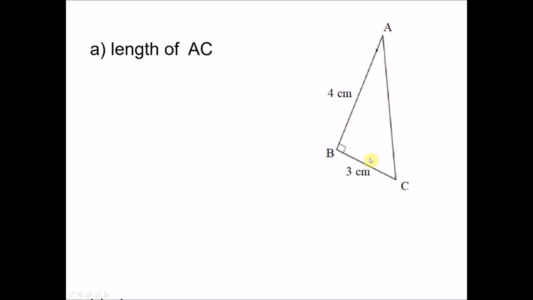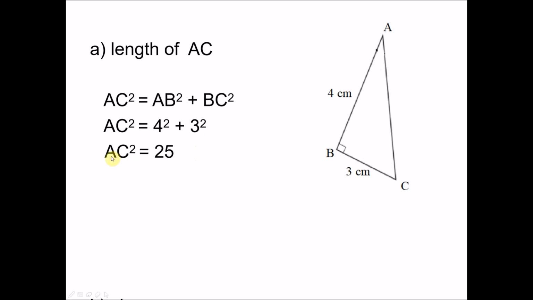Since this is a right angle triangle, we can always use Pythagoras theorem to find the sides. So AC is the hypotenuse, which means AC squared equals AB squared plus BC squared. This one you learn in Form 1. So we fill in the values. AB is 4 centimeters, BC is 3. If you calculate this, you get 25. And in order to find AC, you need to find the square root of 25, which is 5. So AC now is 5 centimeters.